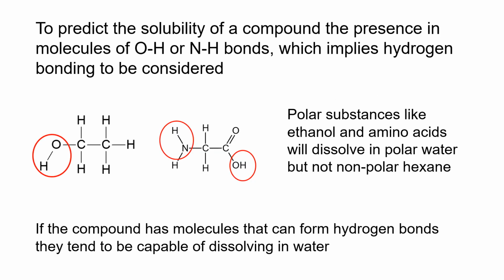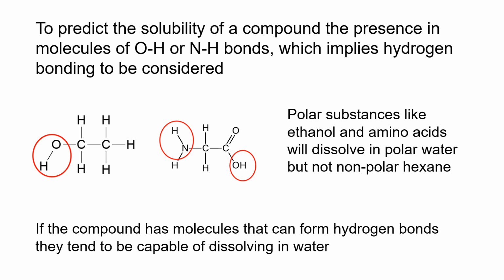To predict the solubility of a compound, say in water, the presence in the molecules of OH or NH bonds, which implies hydrogen bonding, needs to be considered. So generally, if the compound can form hydrogen bonds, there's a good chance it will dissolve in water. So for instance, ethanol and amino acids are polar substances and will dissolve in polar water, but will not dissolve in non-polar hexane.